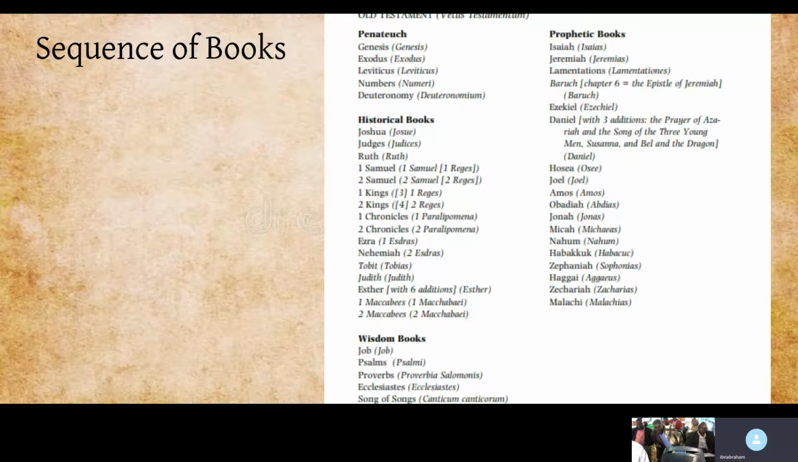which is also called the Epistle of Jeremiah. And then in Daniel, you have some editions that include the Prayer of Azariah, the Song of the Three Young Men, Susanna, and Bel and the Dragon, which are all parts of this. So these are the extra ones that we call the Apocrypha.